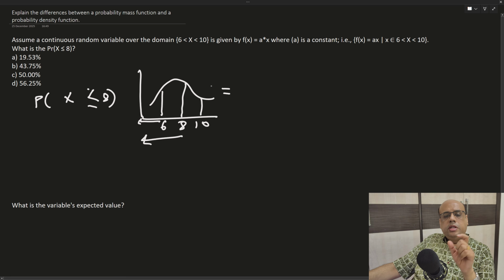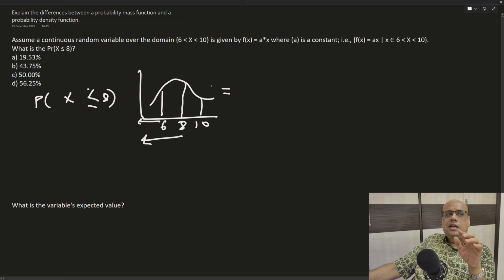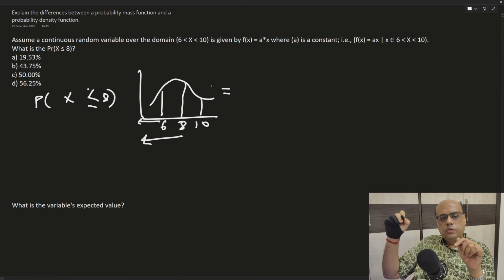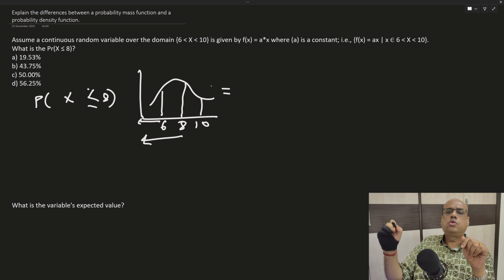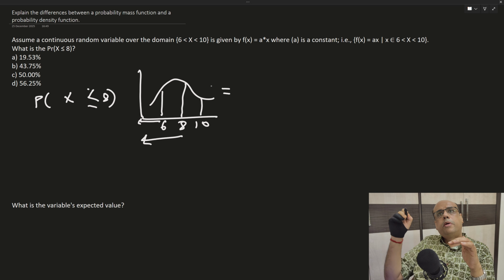So I will cover this separately. Just be aware of some of the basic formulas for integration, like integral x dx is x to the power 1 plus 1 by 1 plus 1, so x square by 2. Integral x cube dx is x to the power 3 plus 1 by 3 plus 1. So like that, we just need to know these.